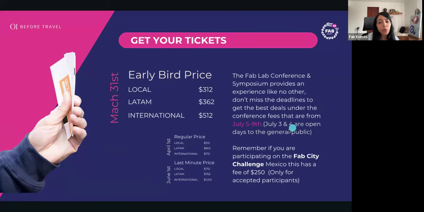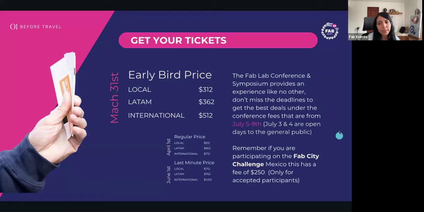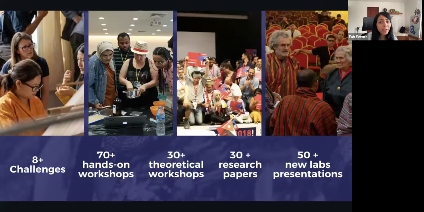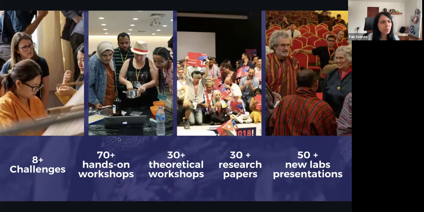Remember that the 3rd and the 4th are open days to the general public, and that those prices will go up as we start April 1st or June 1st. So we definitely want you to get the best deals out of the price tiers. So what are you buying for the price that you just saw? We're providing 8 different challenges, around 70 workshops, which is on average what we get for this type of conference, 30 theoretical workshops, more than 30 research papers, and we will be bringing back lab presentations.